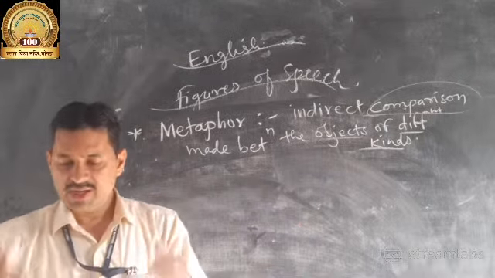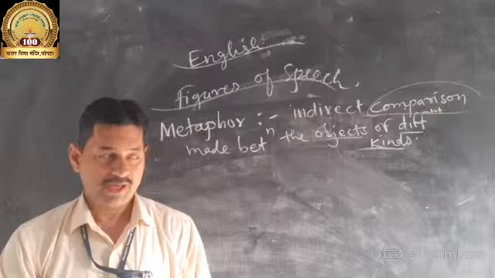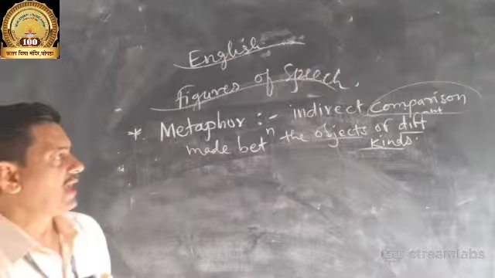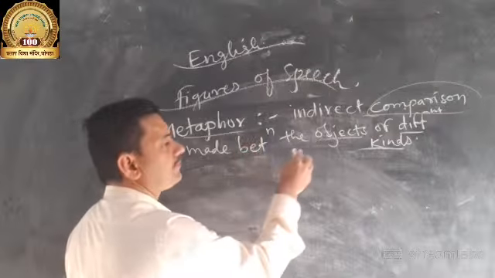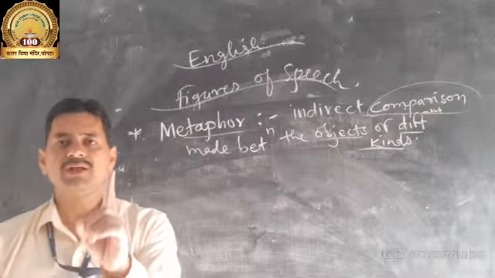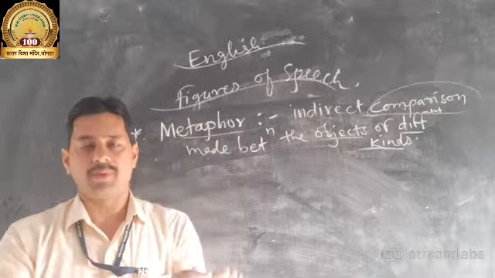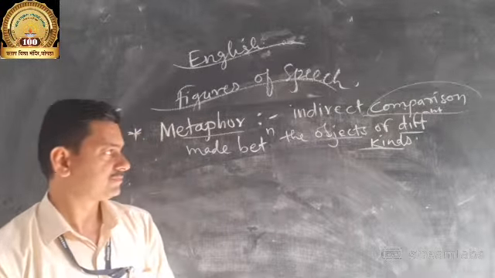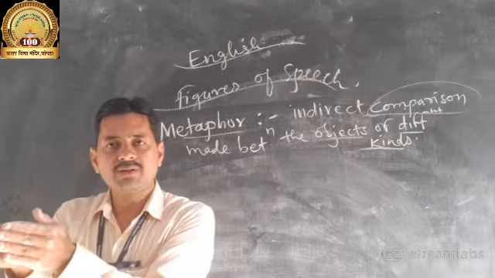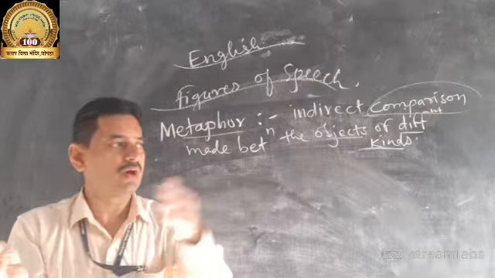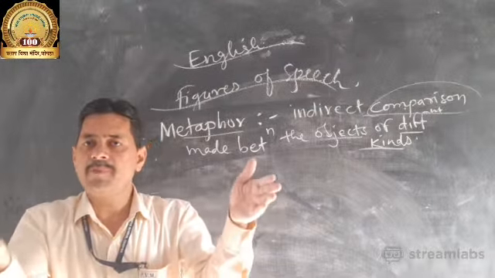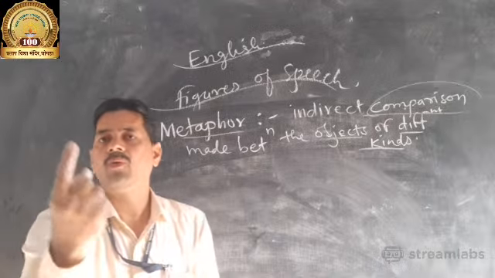So here you can find that comparison must be there. So what is comparison? Actually, throughout the metaphor, one point is said to be common to these two different kinds. Suppose there is a human and animal comparison, or maybe human and birds comparison. They are compared with each other, and they have one point in common.